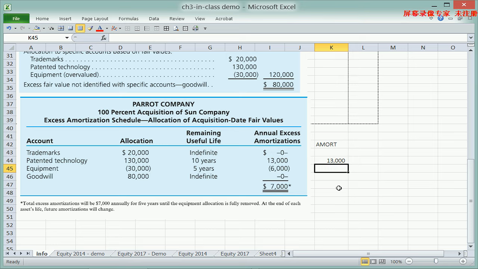The same thing with the equipment. The equipment was negative $30,000 over 5 years. So every year the amortization was $6,000. Now here, note that the annual amortization we are talking about is different from what we learned when we studied intermediate accounting, where amortization means intangible assets depreciating over the useful lives, and amortization here means sort of like a write-off of the excess value paid by the parent to acquire the subsidiary.